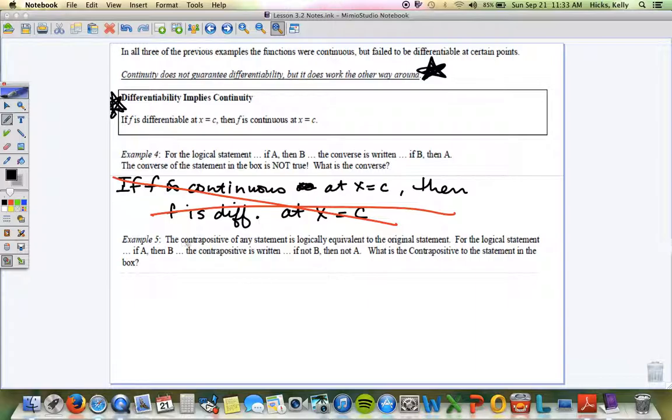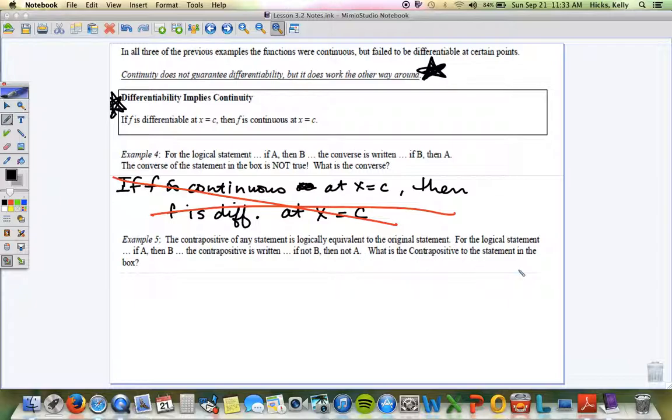Let's look at the next one, example 5. The contrapositive of any statement is logically equivalent to the original statement. The contrapositive, if you remember from geometry, is kind of like the negation of the opposite of the statement. It's like a double negative, okay? You're switching the statement around and you're saying that it's not true. So what would we do here? For the logical statement, if A, then B, the contrapositive is written, if not B, then not A. Does that make sense? If A, then B turns into if not B, then not A.